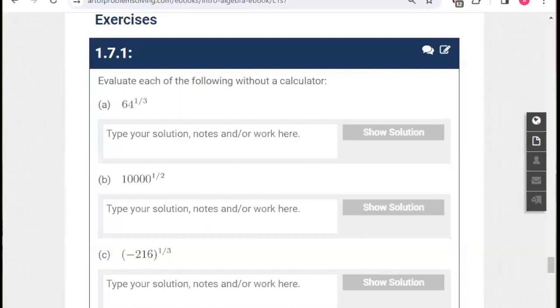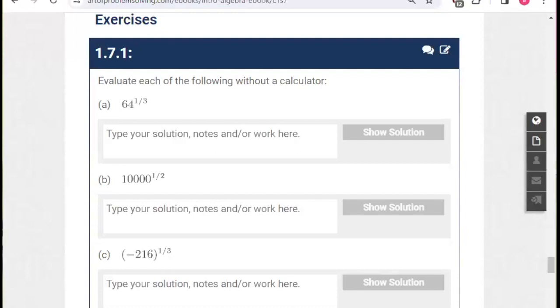10,000 to the 1/2 power. What does that mean? It means the square root, doesn't it? Yeah. Of 10,000. What's the square root of 10,000? How many zeros do you have? 4. What's half of 4? 2. That's right. 100. That's right. Does that make sense? Yeah. Very good. C. Zephy.